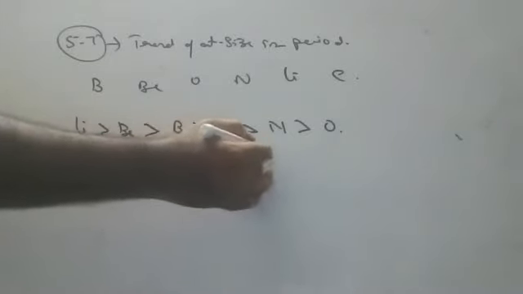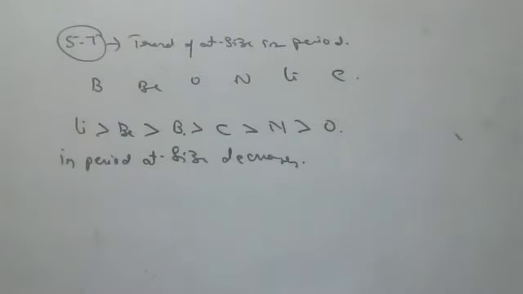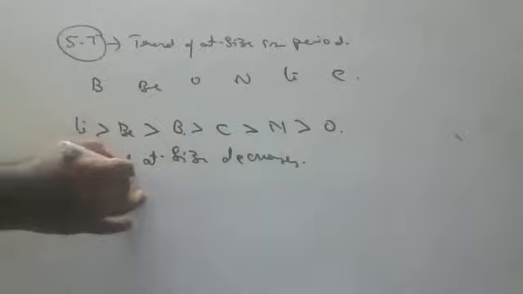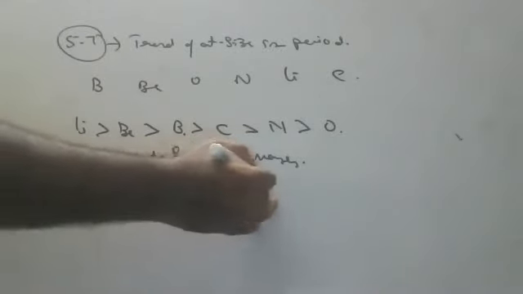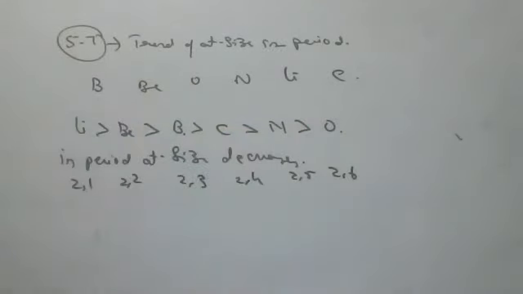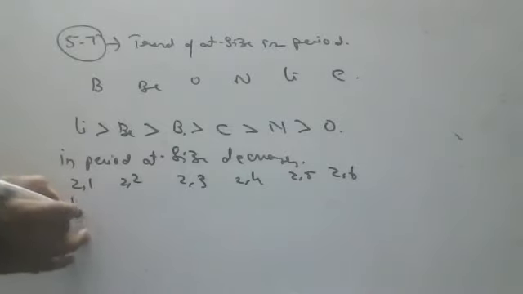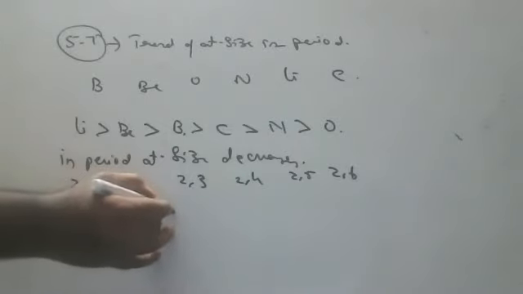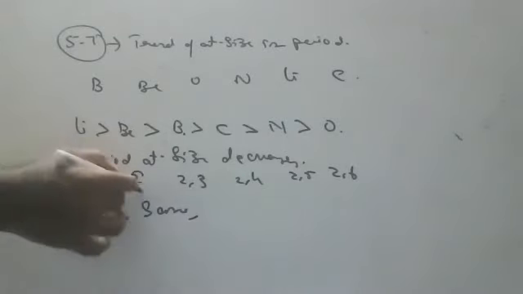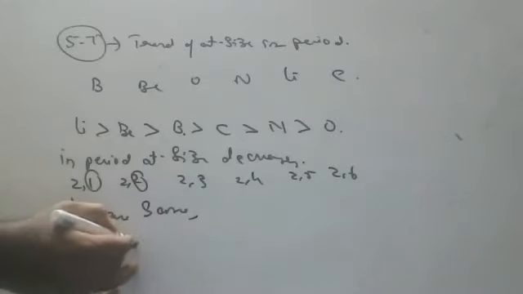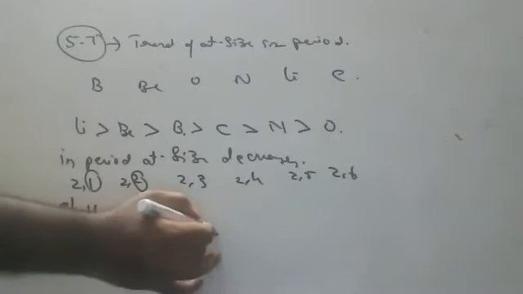Please write down the reason. In a period atomic size decreases because the configurations are 2,1; 2,2; 2,3; 2,4; 2,5; 2,6. I told you many times, the shells are the same, but the number of valence electrons is increasing. Tomorrow a question may also come: what happens to atomic size in a group and period? Shells are the same, number of valence electrons are increasing.